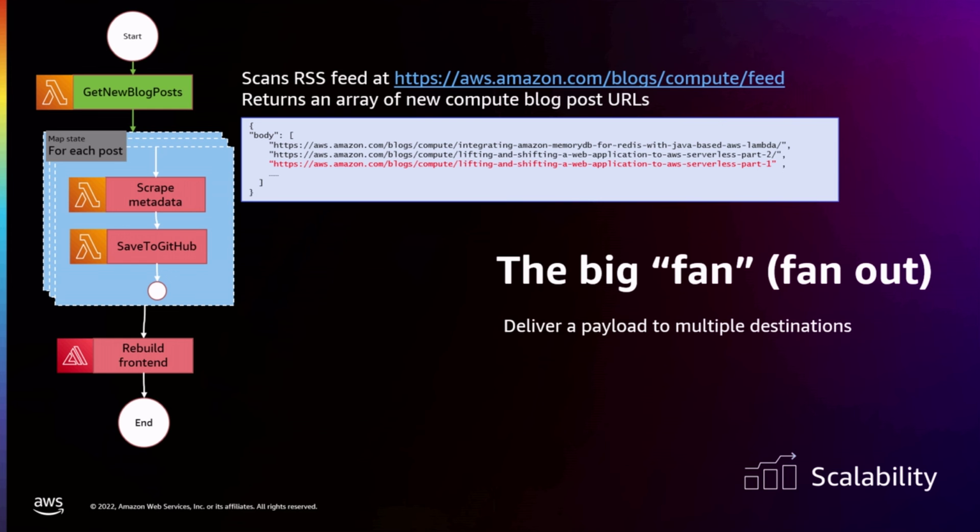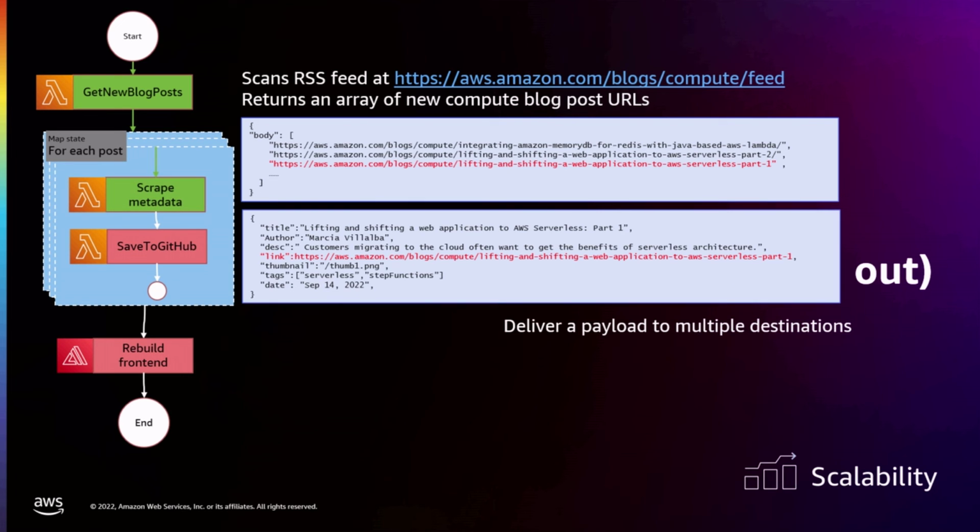So it passes on an array of URLs, which we're going to go ahead and scrape, and then this map state, up to 40 at a time, will reach out and grab some information from those URLs using a scrape metadata Lambda function. It then passes on that metadata. Here's an example of it.